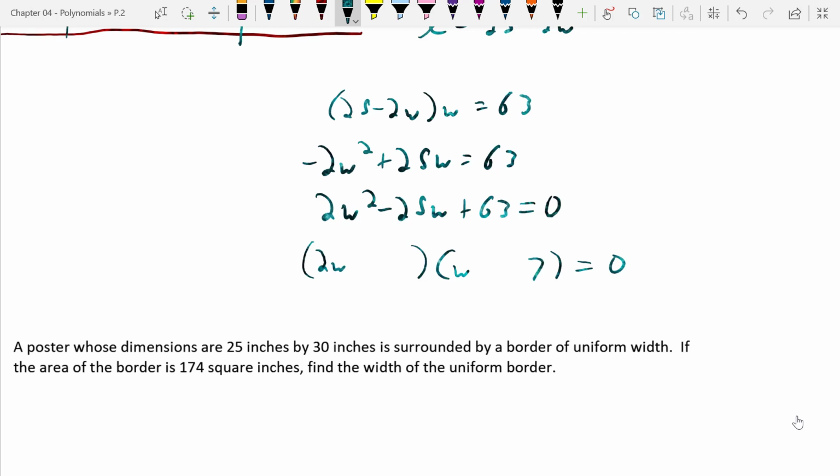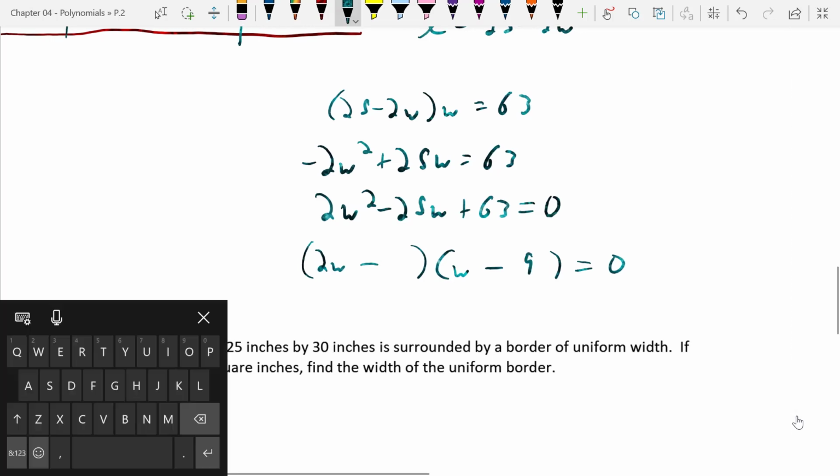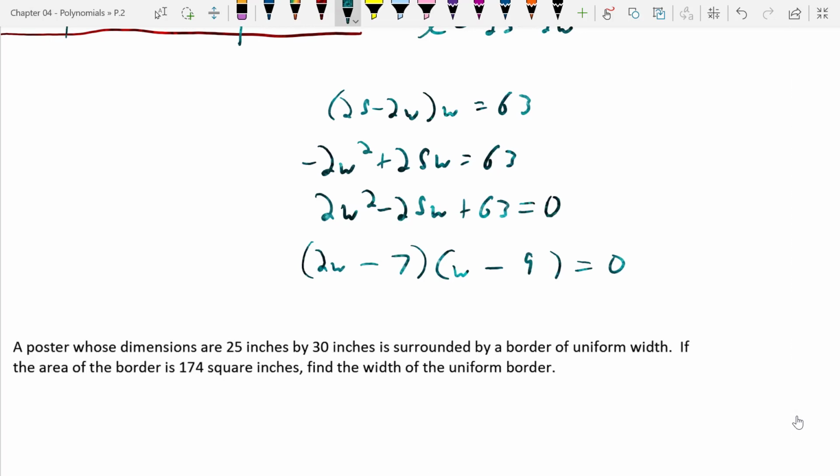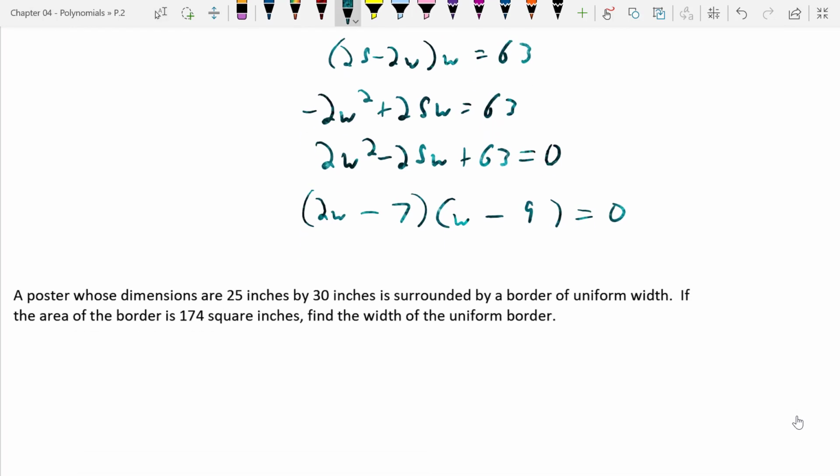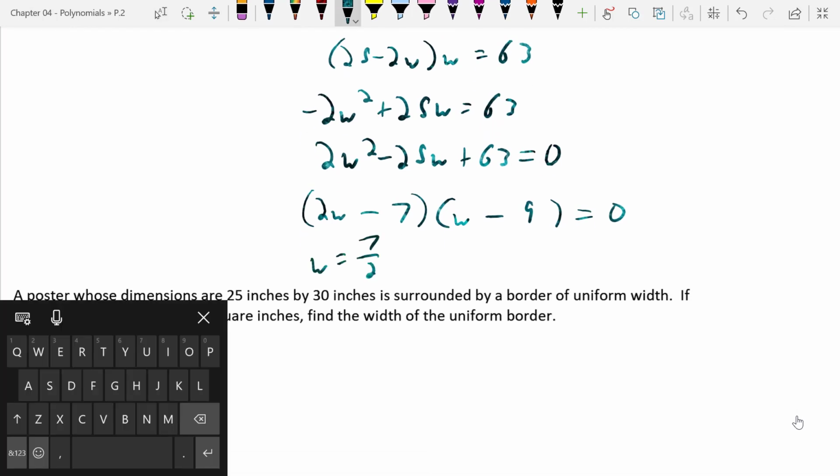So 7 times 2 is 14. 14 and 9. It's supposed to be same sign, so minus minus. 14 plus 9 is not 25. Let's try to swap those. 9 times 2 is 18. 18 plus 7 is 25. So you get w is equal to 7 halves, or w is equal to 9.